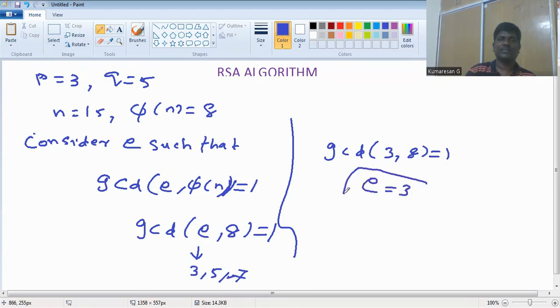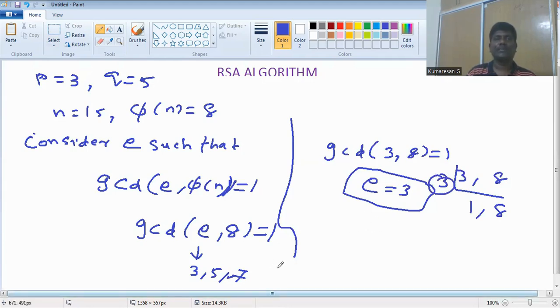Now let's see what will happen. If we are taking 3 comma 8, in order to find out the greatest common divisor, it is 1, so there are no more possibilities, so we will take 3. This is the way we can find out the public key. Now we know the E value also. So what is the E value? It is 3.